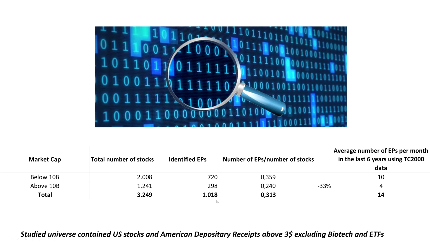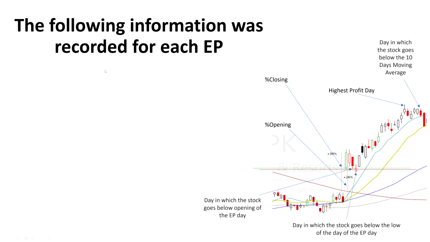I found 1,018 EPs. And also there was an additional classification when doing the study based on market cap. So the stocks were grouped as below 10 billion or above 10 billion. And I tried to see if there is any variation in these two groups as well. And I will share more data a bit later. The following information was recorded for each EP.